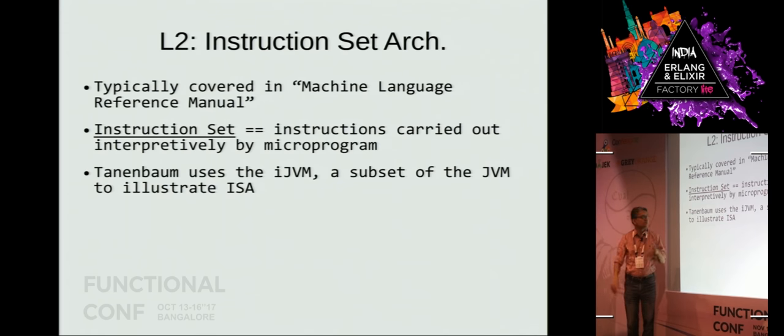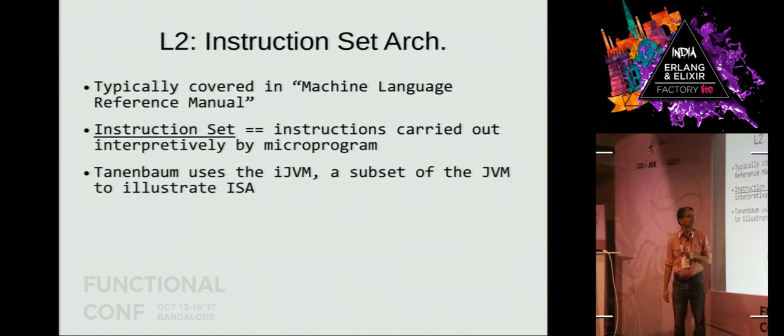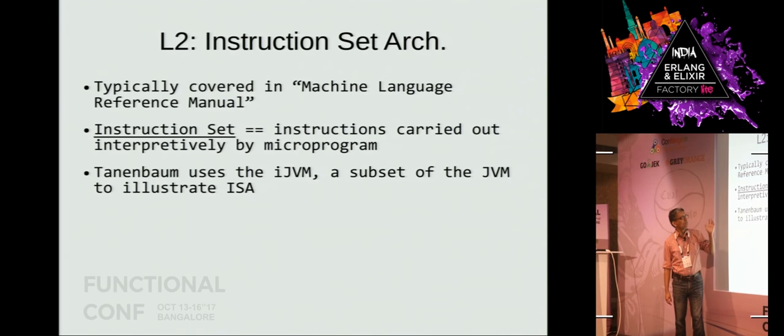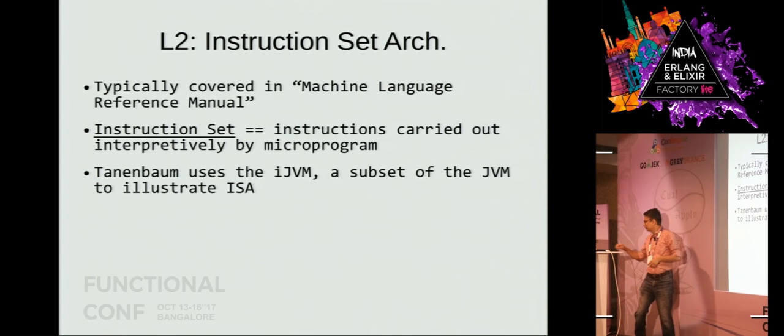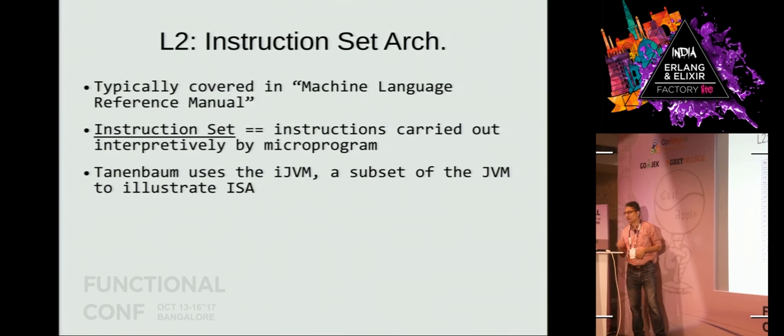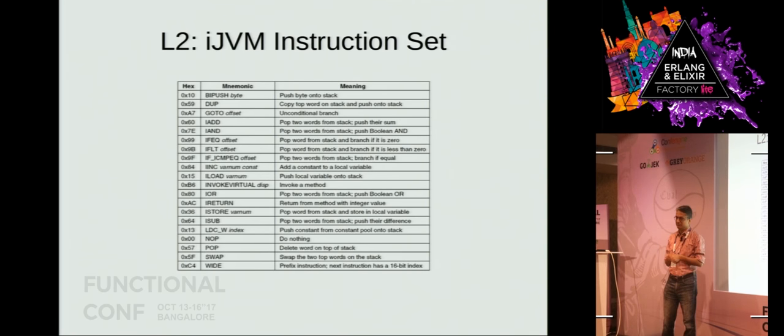Now, on top of this comes the instruction set architecture, which is effectively, if you buy a chip and you get a manual with it, whatever it says in there, typically is this. These are the instructions which are carried out interpretively by the microprocessor, or these days by the hardware. But for this session, we'll consider that these are interpreted by the microprocessor. This is the IJVM, which is not the JVM. It's a very small subset of JVM called enthusiast JVM.